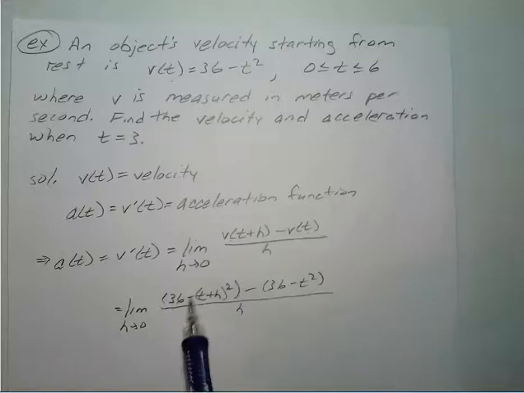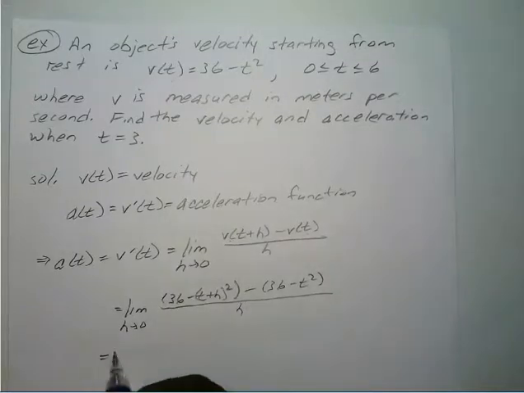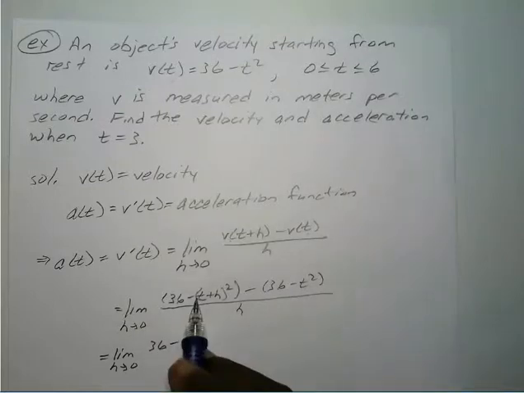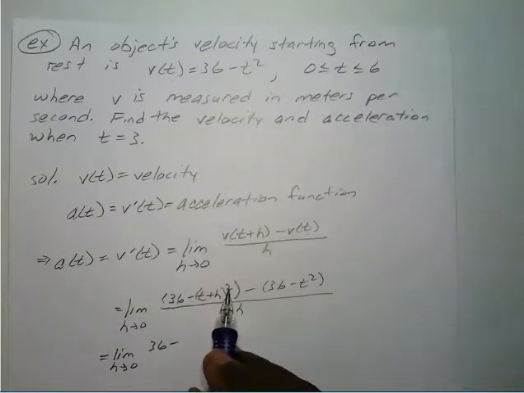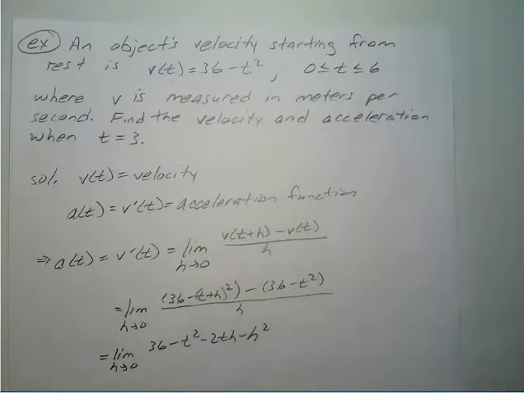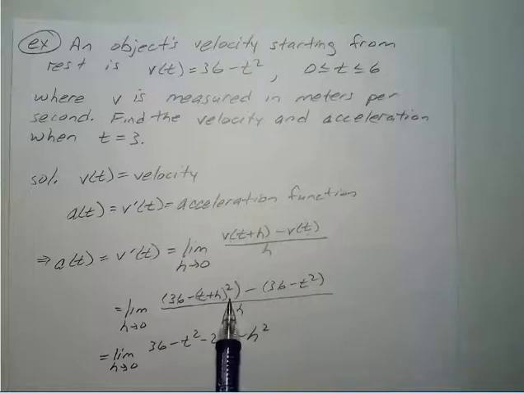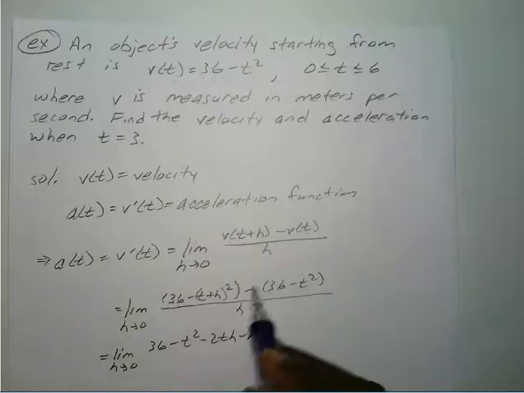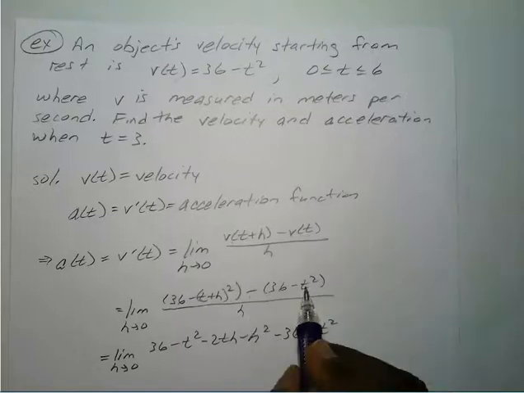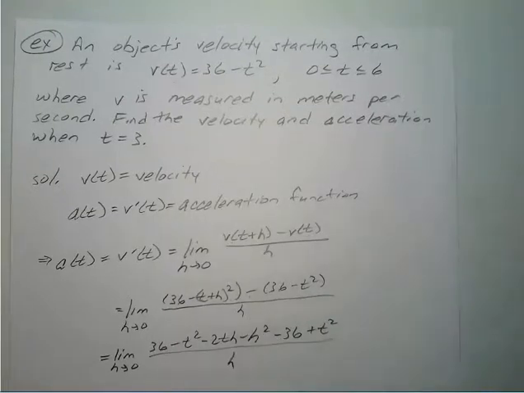Okay, so just like before, you want to get rid of all those parentheses and get all that stuff out of the way. So you have 36 minus t plus h squared. So that's going to be minus t squared minus 2th minus h squared. Because remember, you're going to have minus t squared plus 2th plus h squared. Then you're going to distribute that negative. So if we go ahead and distribute that negative, that'll be minus 36 plus t squared all over h.